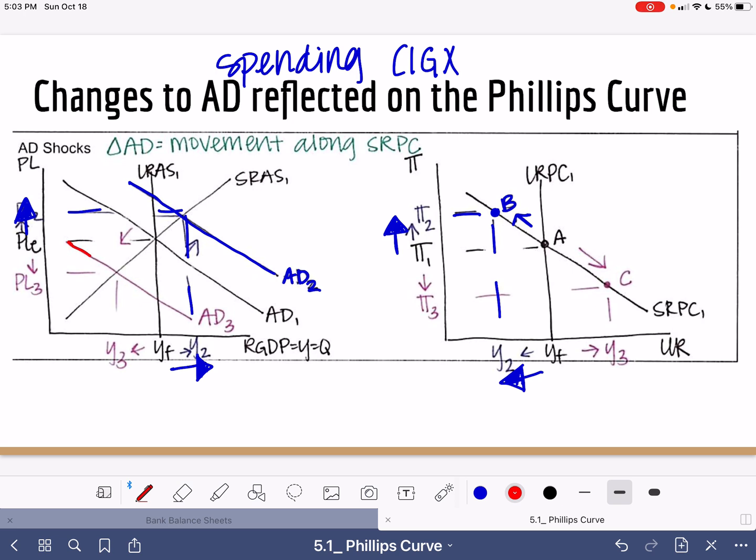So if we look at aggregate demand 3, this decrease in demand, when we decrease aggregate demand, we move it to the left, we decrease price level, and we increase the unemployment rate. So on our Phillips curve, we reflect that by moving downward, or moving to the right on the short-run Phillips curve to point C, increasing the unemployment rate and decreasing the inflation rate. Same information is being reflected here.